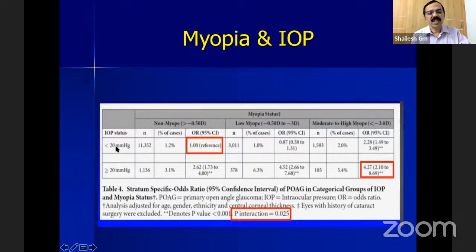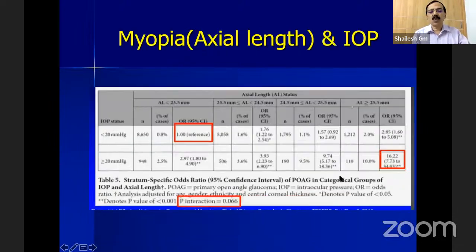There are a lot of associations I would like to tell with myopia and intraocular pressure. If the pressures are less than 20, and if the myopia is moderate to high, there is 2.2 odds ratio of developing glaucoma. Whereas if the IOP is more than 20, and if the myopia is high, then there is 4.27 times the chance of developing glaucoma.